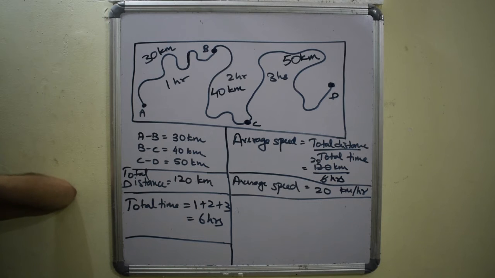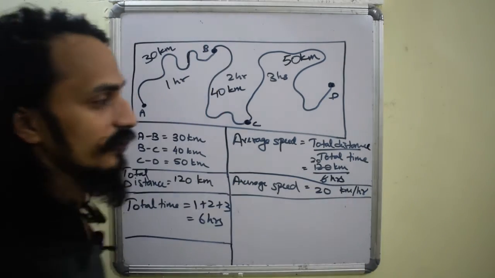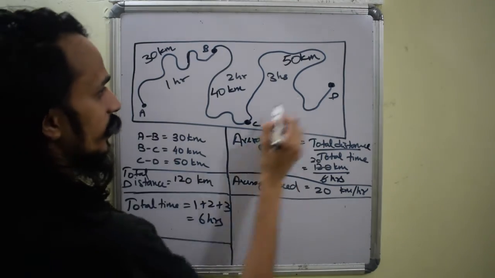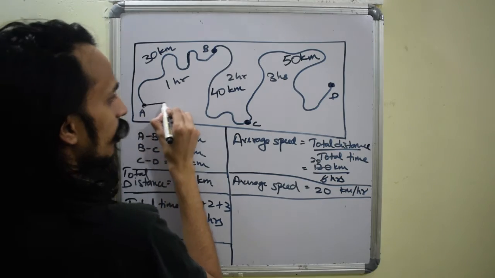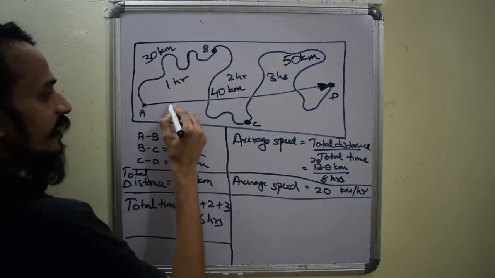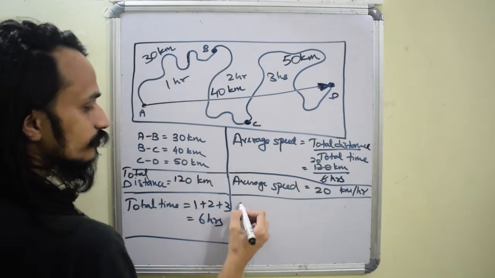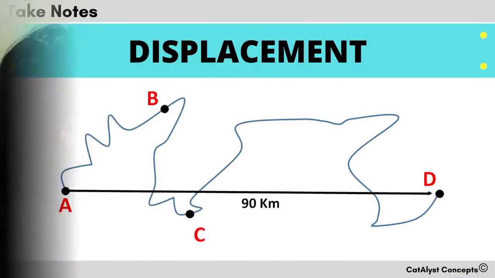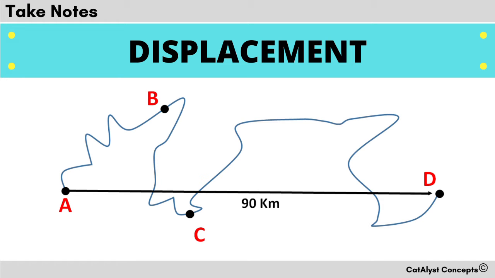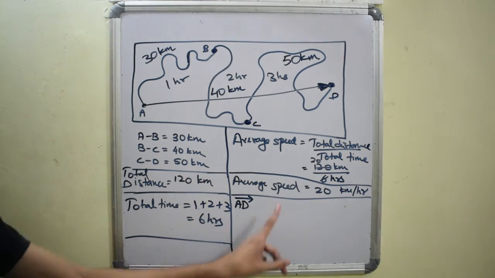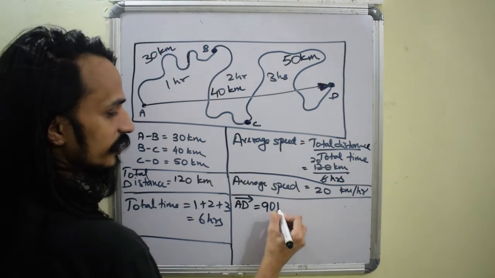Now, other than distance, there is another term, displacement. Instead of using distance, I can also use displacement. First I need to find out the displacement. Remember how we drew the vector? We draw a straight line, like an arrow, from A all the way to D. I'll assume this displacement is something like 60 kilometers, or let's say 90 kilometers. So I will say AD arrow, the arrow tells me it is a vector. AD is 90 kilometers.